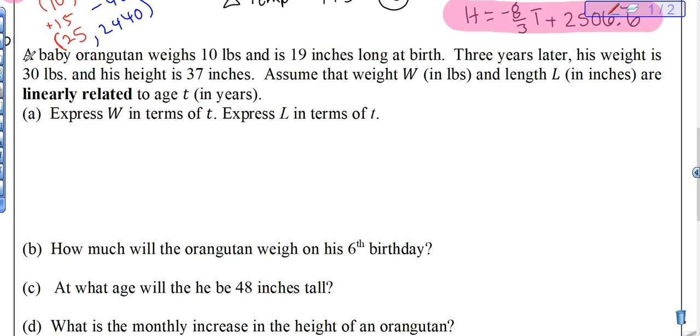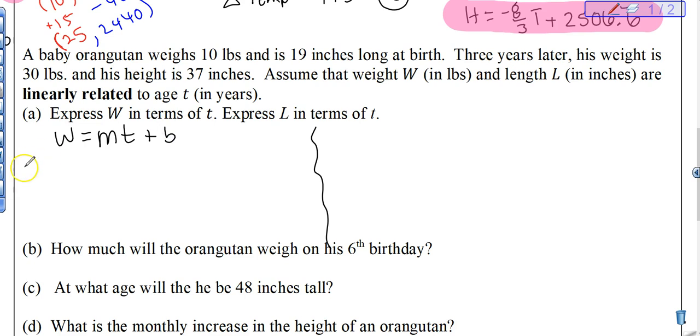Part A, express W in terms of T. So, how do I write that equation? W equals m t plus b. That's right.